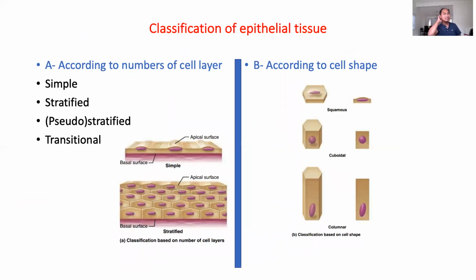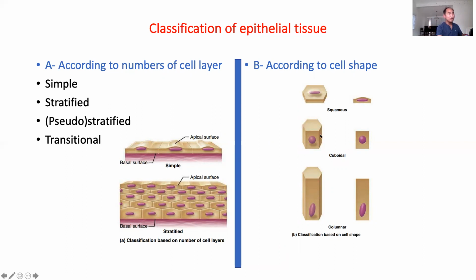So how do we classify epithelial cells? We can classify epithelial tissue according to their cell shape and according to how many layers of cells they have. If the cell is flat, then that is what we call a squamous cell.